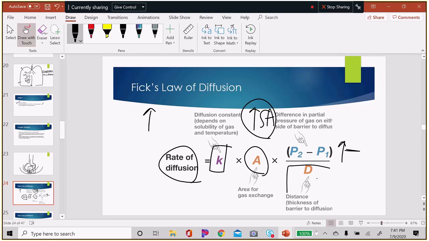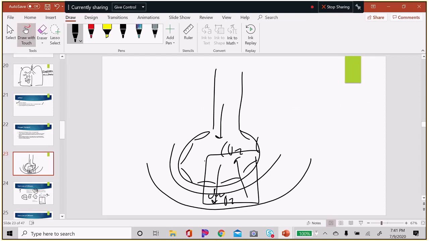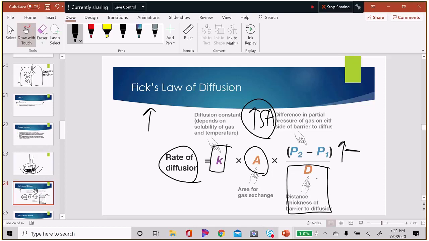The only aspect that has an indirect effect on the rate of diffusion is the thickness of the barrier. So if this is inflamed at all, or there's any change in the thickness between the alveoli and the blood vessel, then there will be less diffusion.